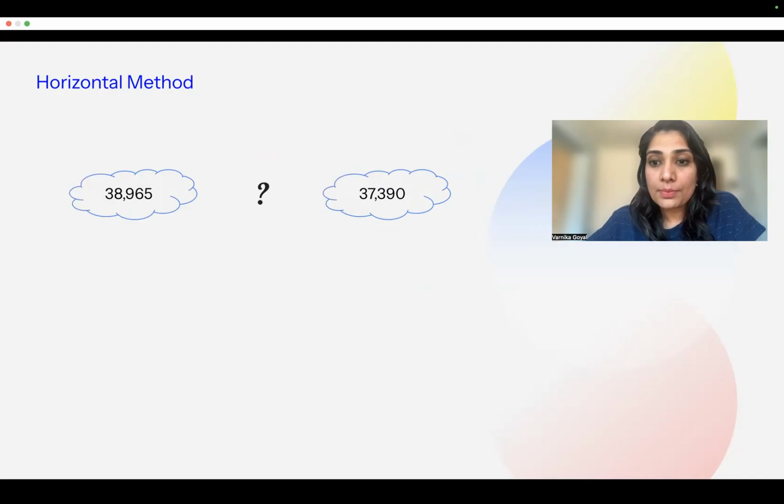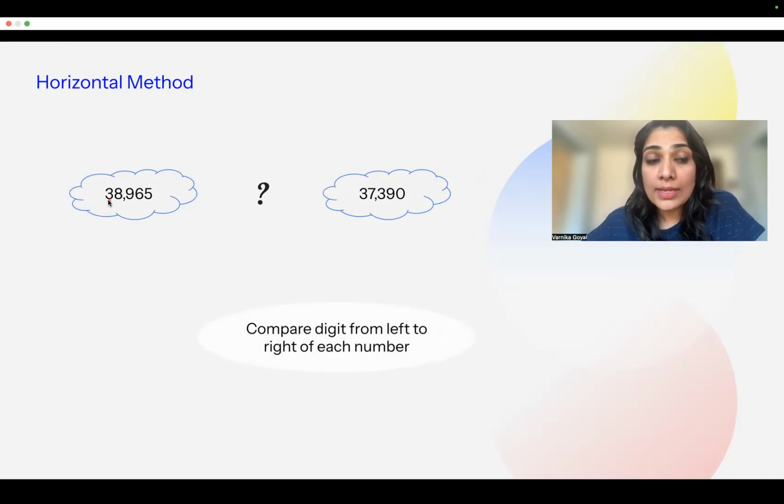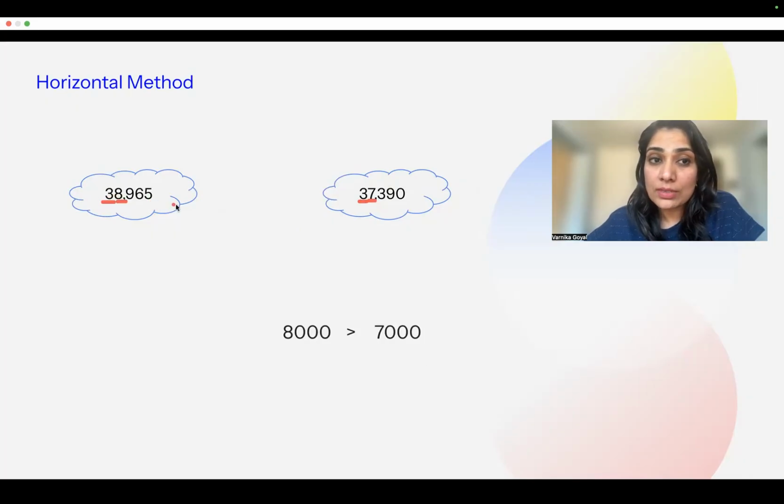Let's discuss another method, the horizontal method. The vertical method is great, but when we are solving questions or word problems, writing down each number and lining them up will take some time. Hence, to be faster, we mostly use the horizontal method. How do we do that? We start comparing digits from left to right of each number. We look at 3 and 3. They are the same, so we go to the next digit. 8 and 7. Those are different. But we know 8 is greater than 7, which is actually 8,000 being greater than 7,000. Hence, we can conclude that 38,965 is greater than 37,390.